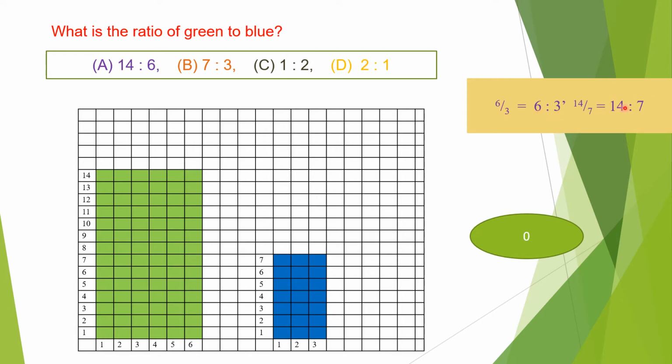So any one of these could be the answer. However, when you check the answers that were given to you, you do not see any of the answers that I have shown you over here. No 6 and 3, no 14 and 7. Hence, we have to do something else. Let's see what we are going to do.